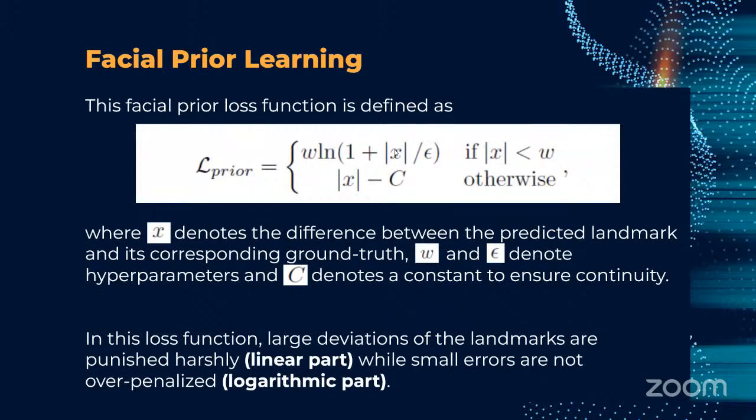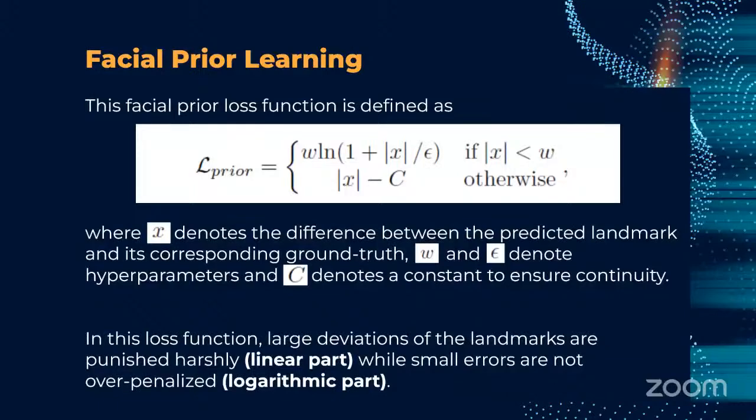So here x denotes the difference or the error between the predicted landmarks and the actual ground truth landmarks. W and epsilon are simply some scaling parameters. And we can notice that this loss function is split into a logarithmic part when the error is small and a linear part when the error is large. And the constant c here is just used to guarantee continuity between the logarithmic and the linear part. And we can notice that in this loss function, larger errors are punished quite harshly thanks to the linear part, while at the same time, smaller errors will not be overpenalized thanks to the logarithmic part.